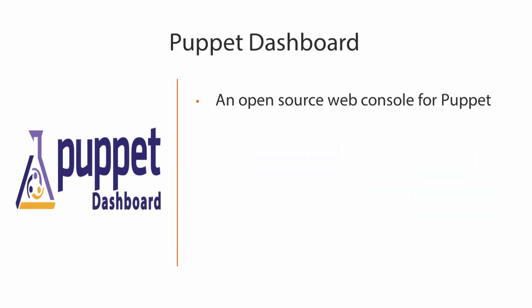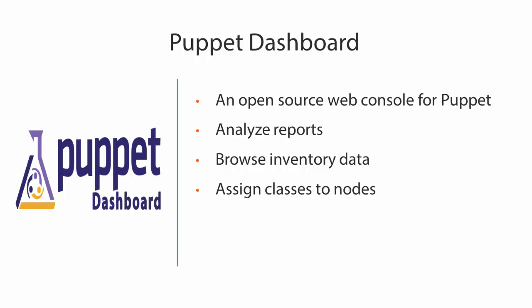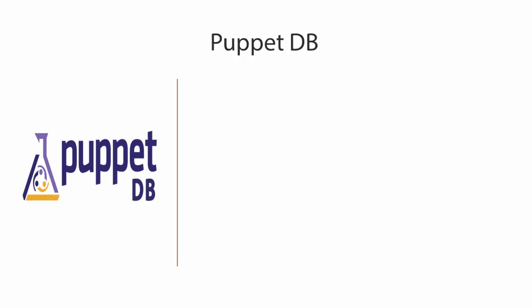Puppet Dashboard. Puppet Dashboard is an open source web console for Puppet. If we want to manage Puppet using a web interface, then we need to install Puppet Dashboard. Using it, we can analyze reports, browse inventory data, and assign classes to nodes. Also, we can use Foreman instead of Puppet Dashboard, but Foreman is developed by Red Hat.